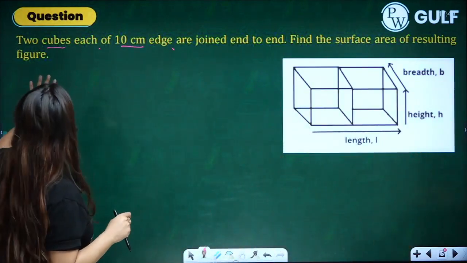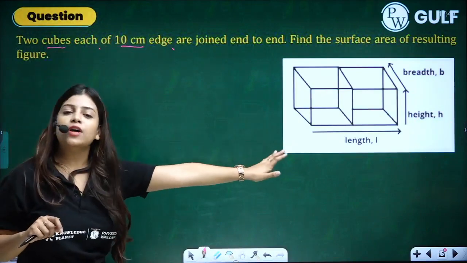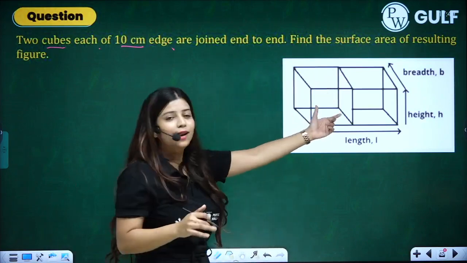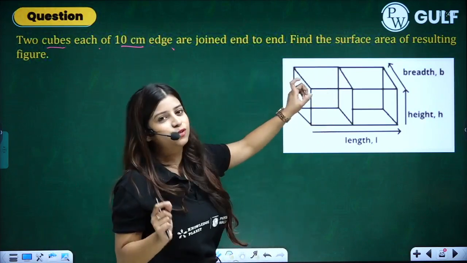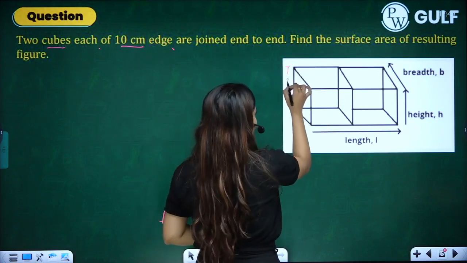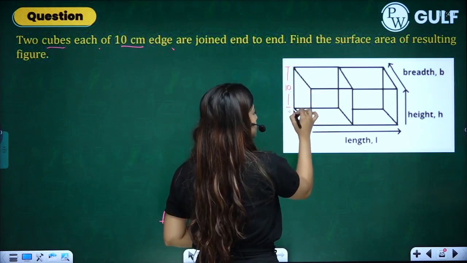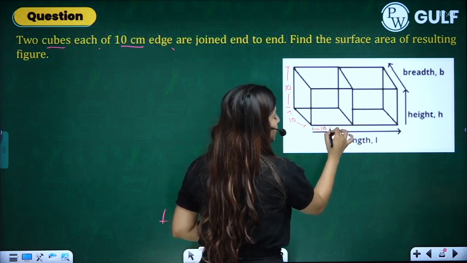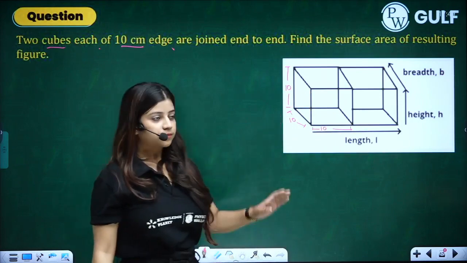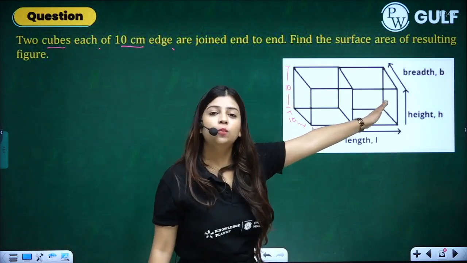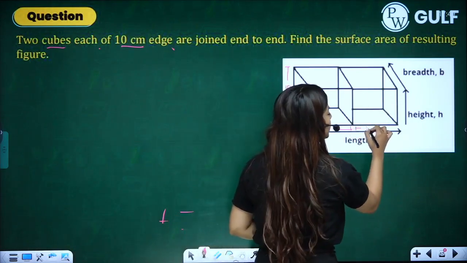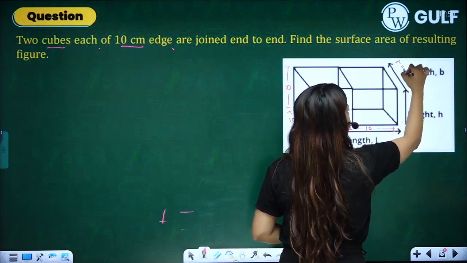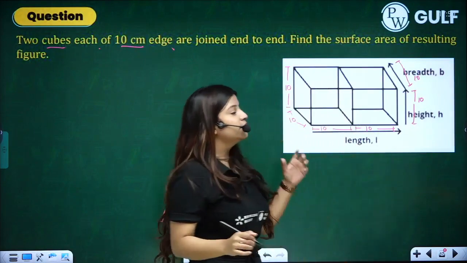So first of all, what we have, see. Now let's quickly jump to the figure, right? So basically, if I just look at this one cube whose every edge was 10 centimeter, so its height will be 10 centimeter, students, its breadth will be 10 centimeter, and the length will also be 10 centimeter. Same goes for the second cube, right? This will be 10 centimeter, this will also be 10 centimeter, and this will also be 10 centimeter. So these are the three things.